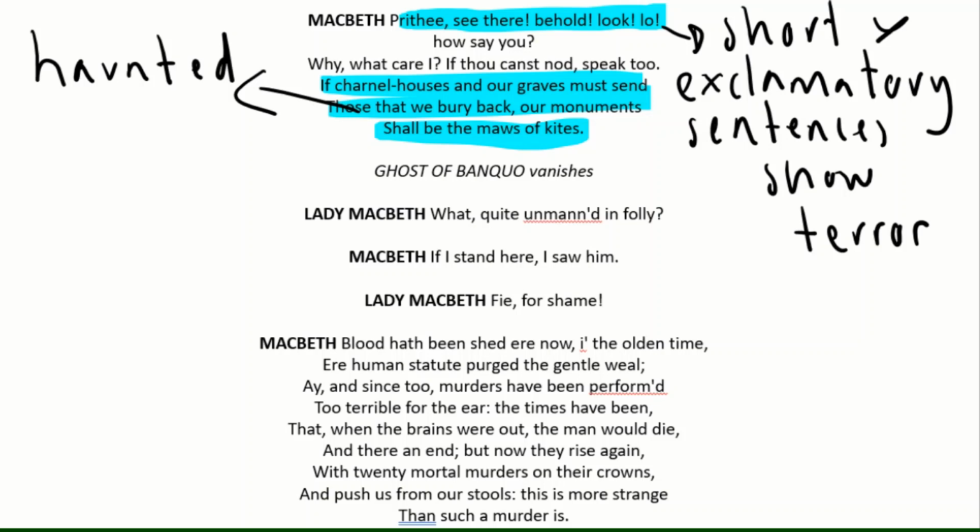Blood hath been shed ere now in the olden time, ere human statute purged the gentle weal. Aye, and since, too, murders have been performed too terrible for the ear. The times have been that, when the brains were out, the man would die, and there an end. But now they rise again, with twenty mortal murders on their crowns, and push us from our stools. This is more strange than such a murder is.